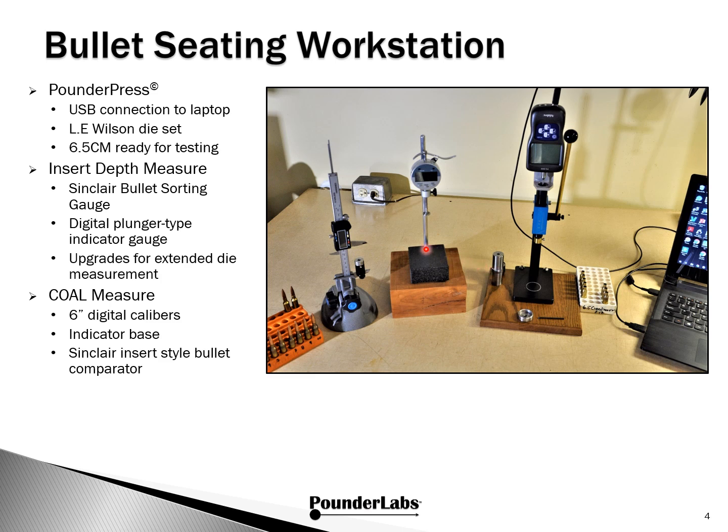This is an insert depth measurement setup. It starts with the Sinclair bullet sorting gauge. We use the digital plunger type indicator gauge, and we upgraded this to handle the extended die measurements. And over here, this is for COAL measurement. This is a 6-inch digital caliper on an indicator base, and we start with the Sinclair insert style bullet comparators.